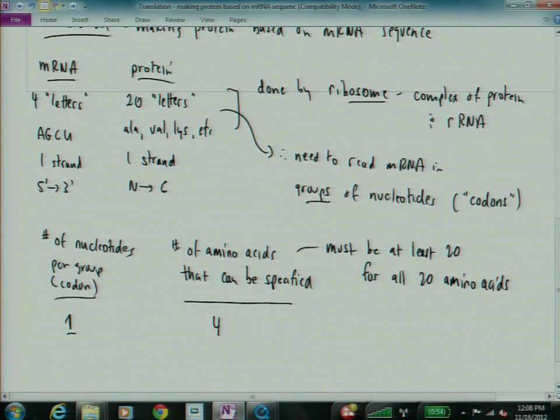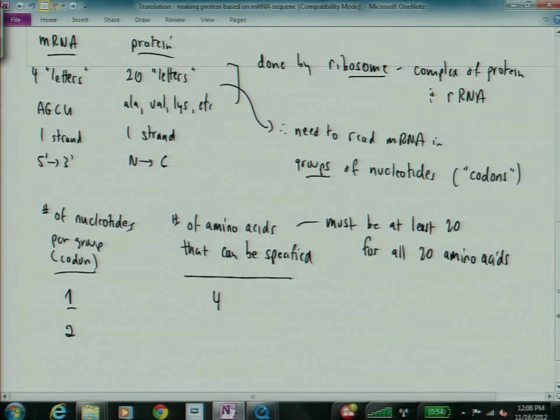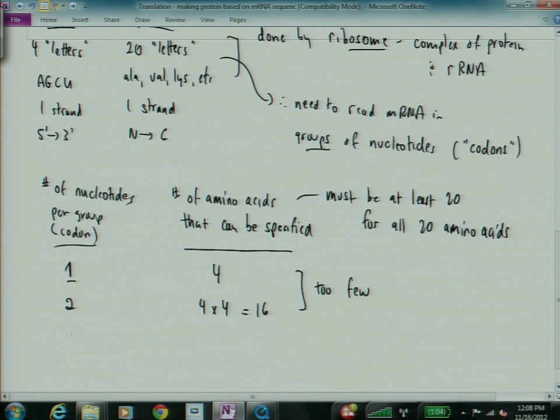So what about if you had two nucleotides per group? Then you could have AA, AG, AC, and AU, GG, GC, GA, and GU, etc. If you work out the math on that, it's 4 times 4, which is 16 possible amino acids. Both of these are too few. They're not enough for the 20 amino acids you need. If you do 3, on the other hand, it's 4 times 4 times 4, which is 64, more than enough.